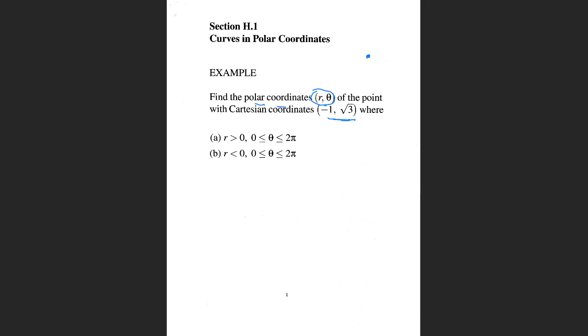All right, so in this problem, we have a point with Cartesian coordinates -1, √3. For part A, we want to find the polar coordinate where the radius is greater than 0, and we're restricting theta to be between 0 and 2 pi. And then on part B, we're going to find a polar coordinate that locates that point, but the radius is negative.